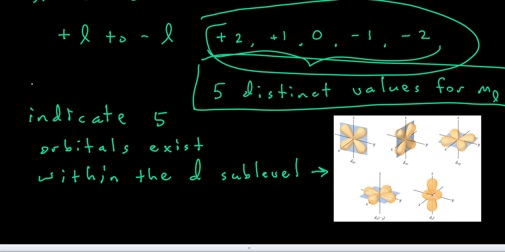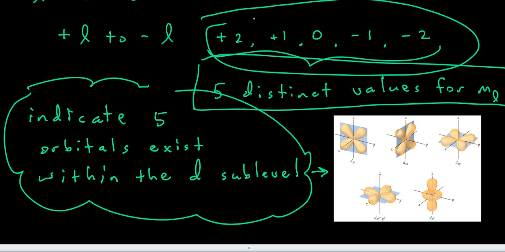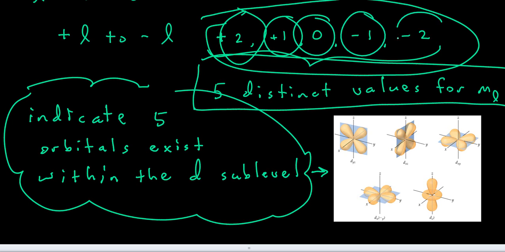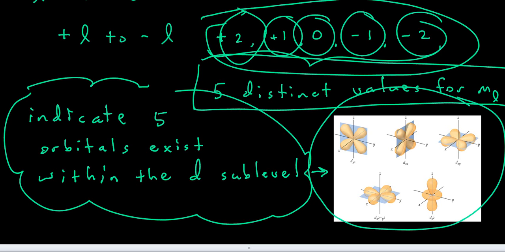What this indicates for us is that within the D sublevel, we have 1, 2, 3, 4, 5 orbitals, with each orbital corresponding to one of the 5 separate and distinct m sub L values that exist when we're at L equals 2. So the m sub L value is what tells us how many orbitals we have within a given sublevel.